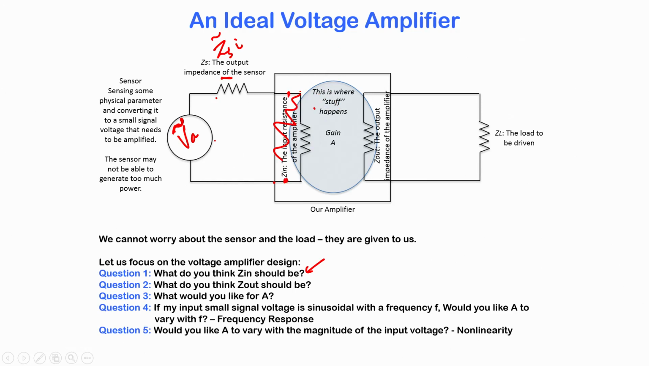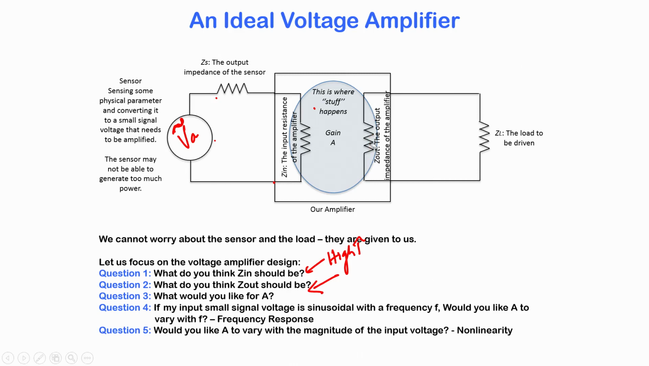But on the other hand, if it is very small, then a large amount of voltage will drop across this output impedance of the sensor and the amplifier will get a very small amount of voltage. So therefore, the answer to this question is we want it to be very high. Okay, so that is the input impedance that we desire. What should be the output impedance of the amplifier, which is the impedance here?